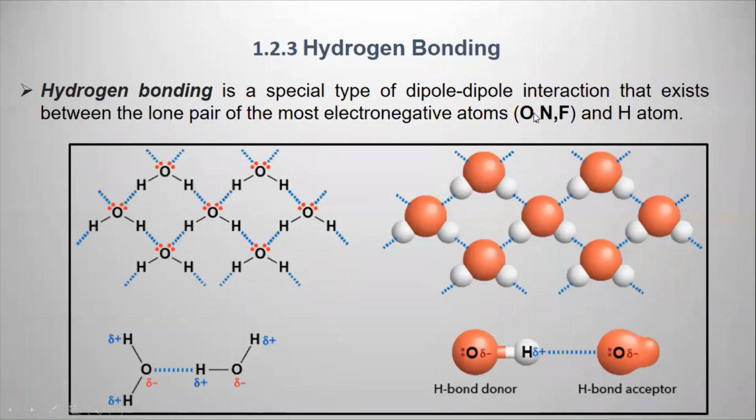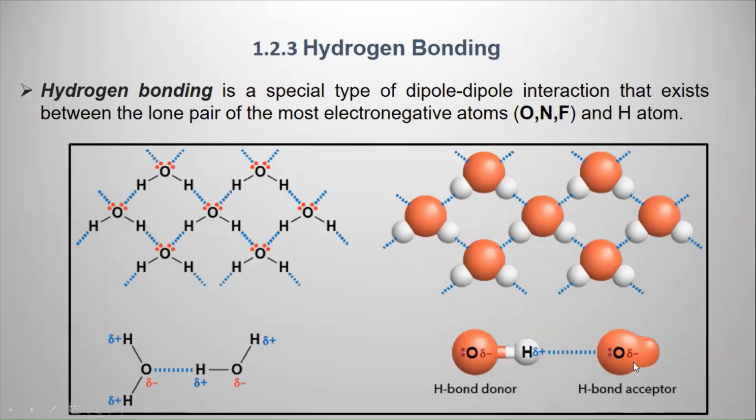And since you have these atoms, we have two different types of nomenclature here. The first one is the hydrogen bond donor. How do we identify the hydrogen bond donor? The hydrogen bond donor is the atom that is connected directly to hydrogen, which will be oxygen, nitrogen, or fluorine. So the atom that is connected through the covalent bond to hydrogen will be the hydrogen bond donor.